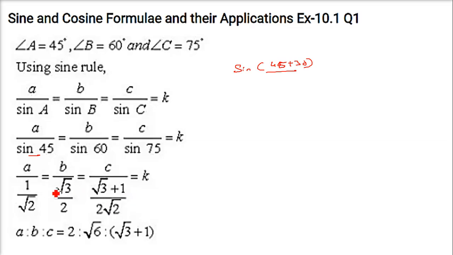Now multiply this whole by, means the denominator, by 2 root 2. Multiply by 2 root 2. So here you get 2, here you get root 6 because 2 gets cancelled, root 3 into root 2 is root 6. And here what do you get? You get root 3 plus 1. So this is the ratio.